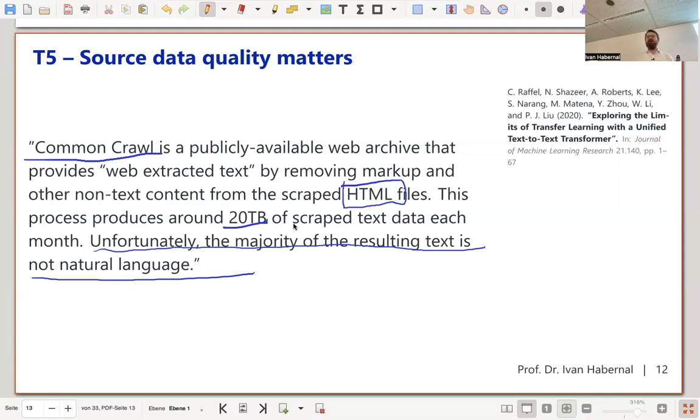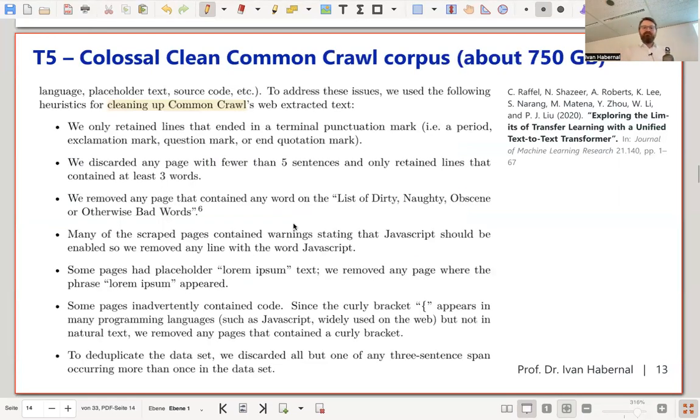What is the majority? I'm not talking about videos or porn. I mean, this is just text. What would be in there if this is not text? You'd be surprised. A lot of crap. For example, many scraped pages contain warnings stating that JavaScript should be enabled. Yeah, welcome to the internet.